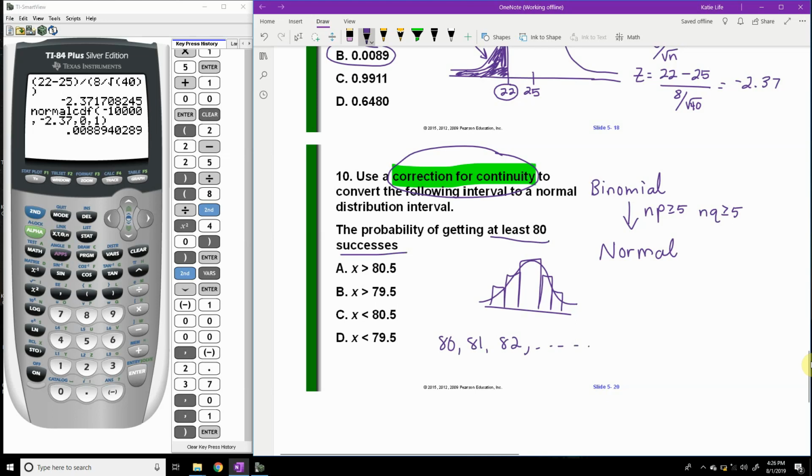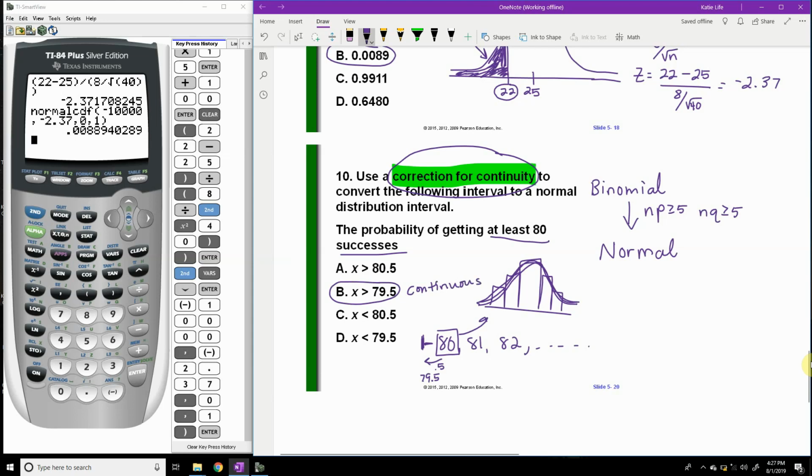Well, if I want to capture 80 using this continuous normal curve, that means I need to go a little bit left of that value, so I make sure I actually capture that value. So my correction for continuity is going to be half a unit left of 80, which means that I'm going to start down at 79.5 in the continuous sense. So I think that is going to be B. X is greater than, because we're continuing to the right here, 80, 81, 82, greater than 79.5 in the continuous sense.